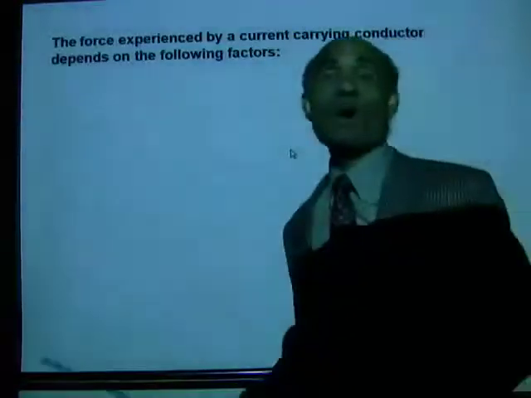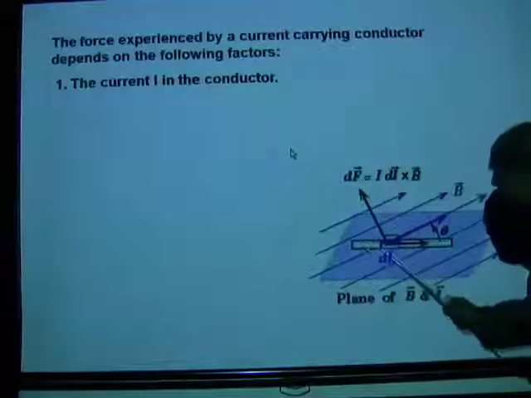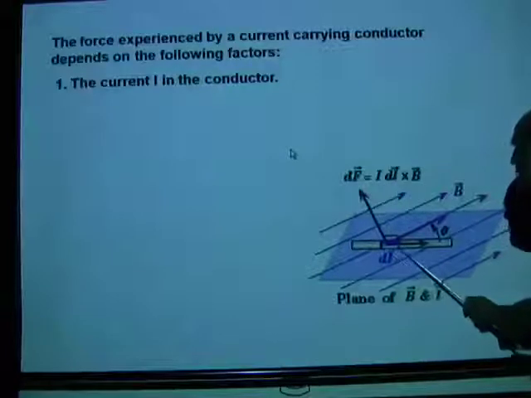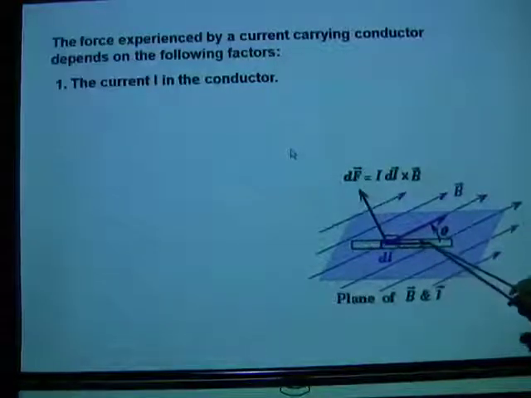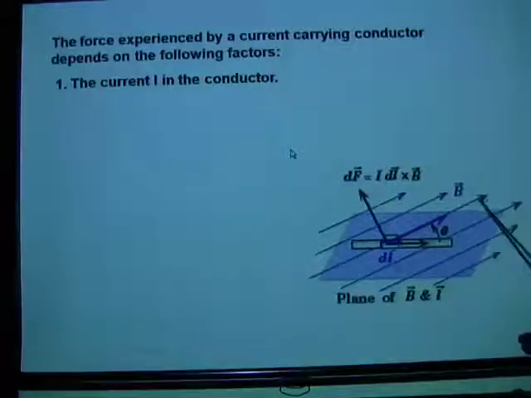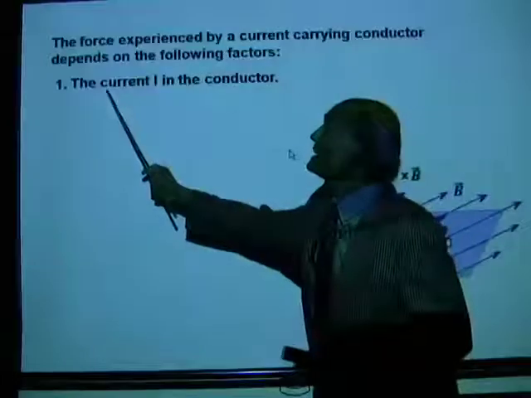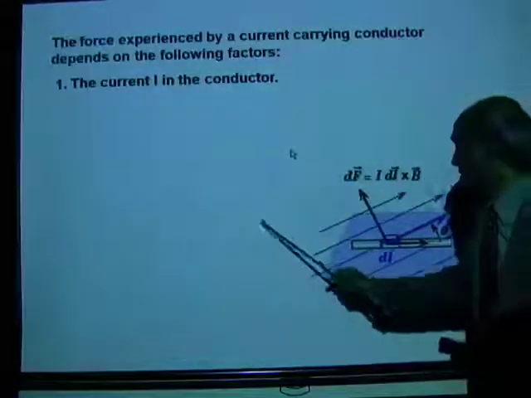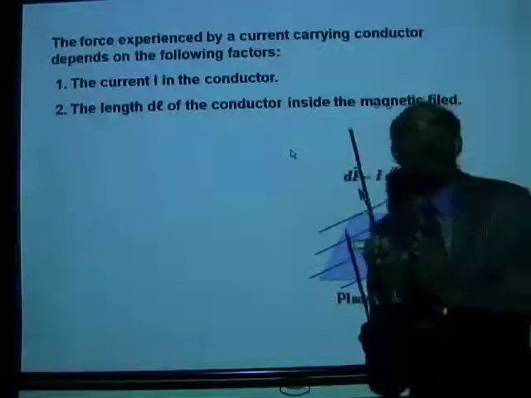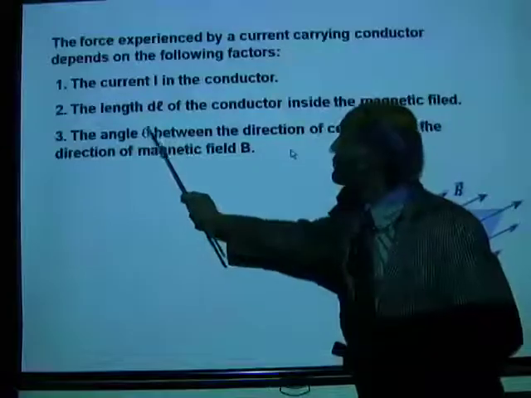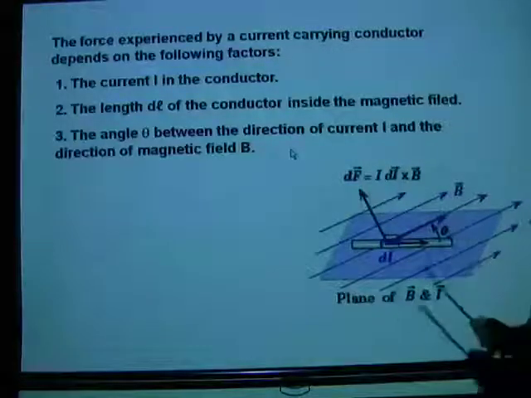Now, what are the factors on which the force on a conductor depends? Well, if you have a conductor of length dl inside the magnetic field, carrying a current I, and the direction of the current I makes an angle theta with the direction of the field. This is our situation. So the force experienced by a current carrying conductor depends on the current I in the conductor, the amount of current in the conductor. It depends on the length dl of the conductor inside the magnetic field. It also depends on the angle theta between what and what? Between the direction of the current and the direction of the magnetic field.